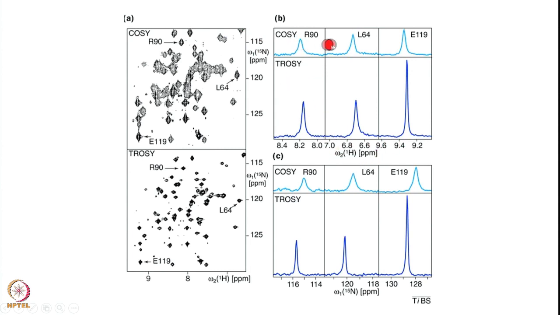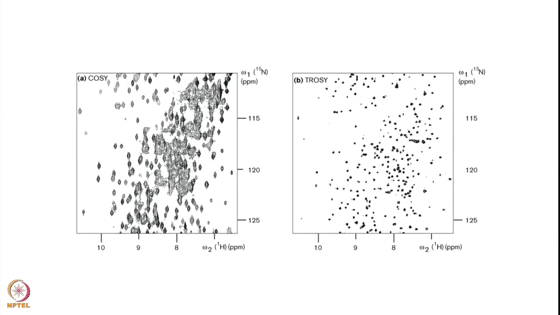So COSY, all these 3, look at the TROSY peak intensity. This is so much larger. The noise level is the same. Okay, this is so sharp. Similarly, in the N15 axis also, so this is the COSY and this is the TROSY. See, such a sharp line here for each one of these. And therefore, naturally, if you do this, your resolution in the spectrum is going to be higher and you will be able to see a larger number of peaks in the spectrum.